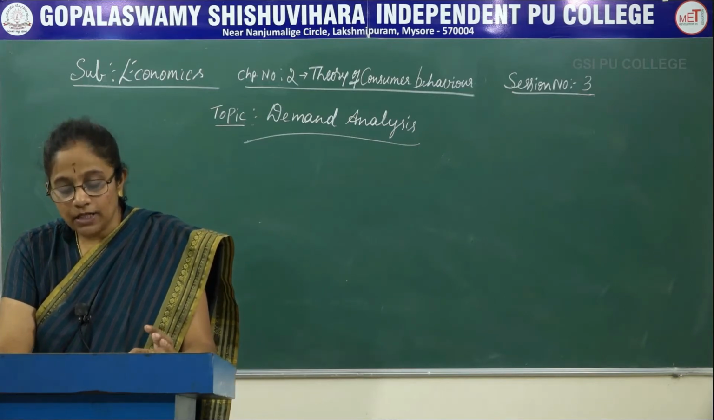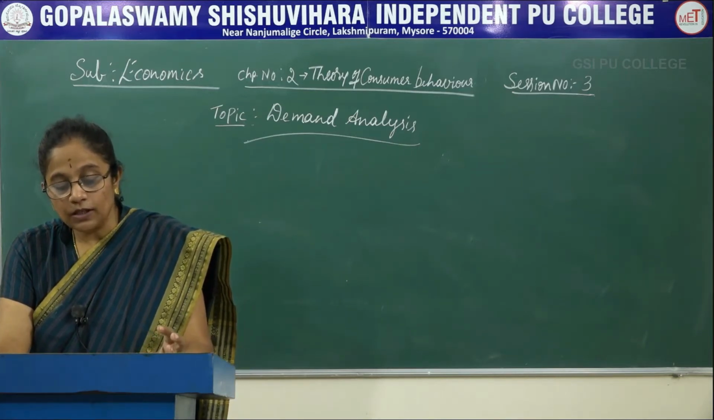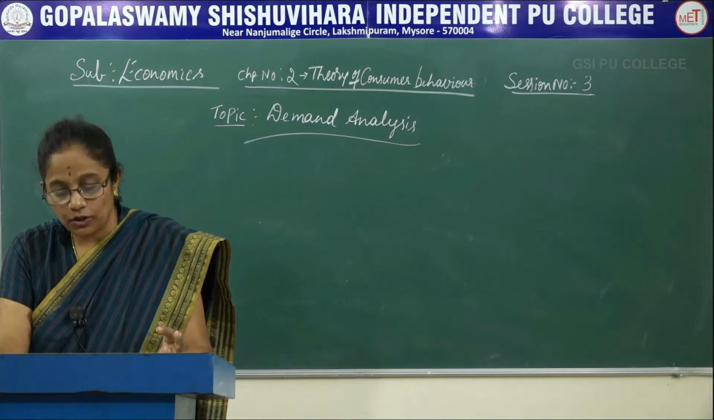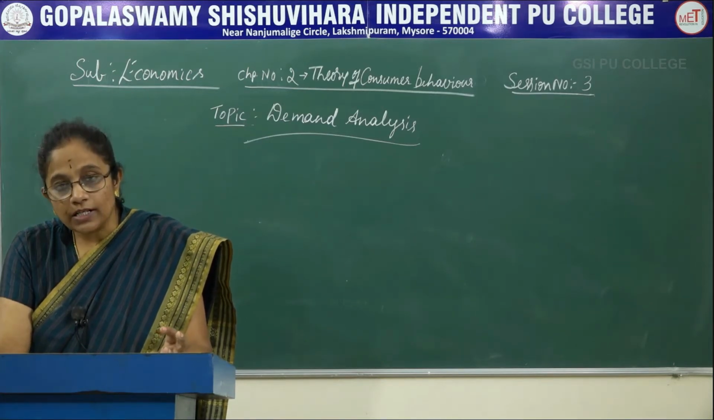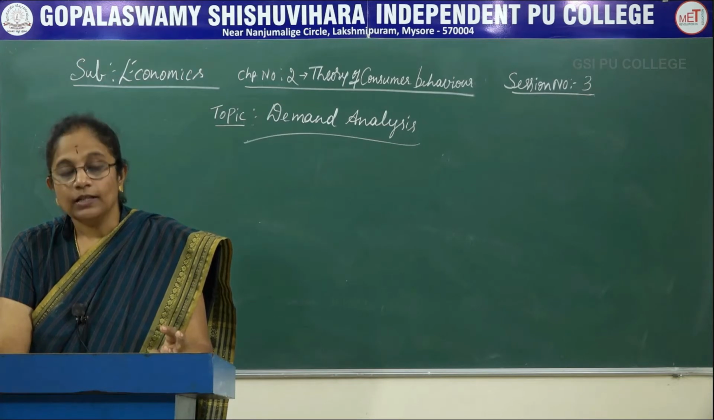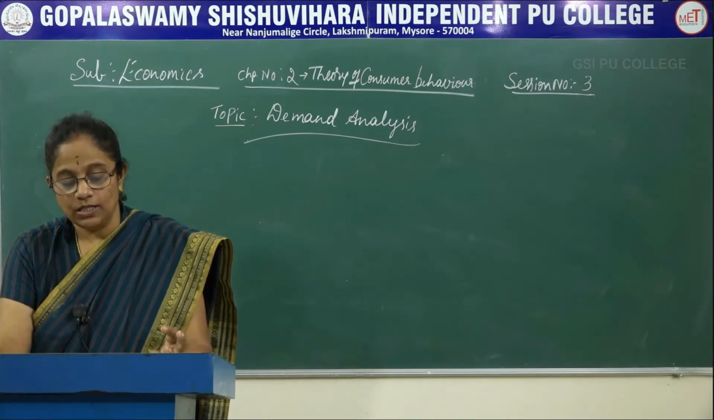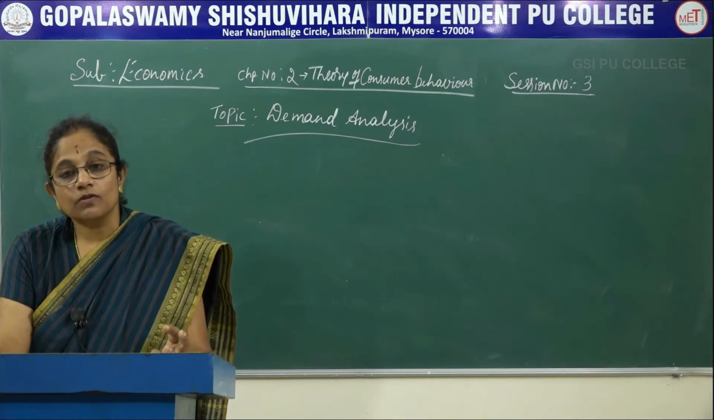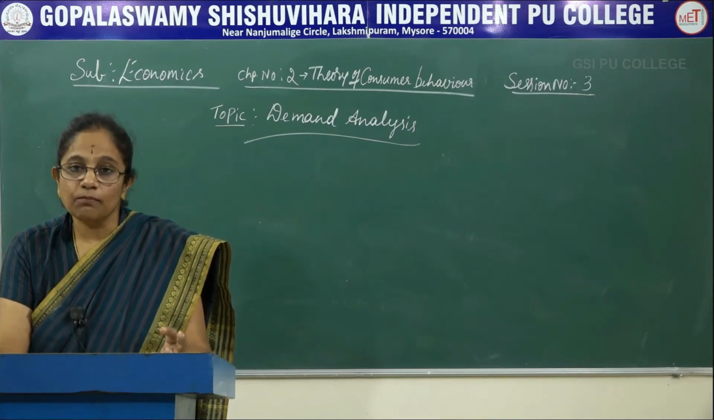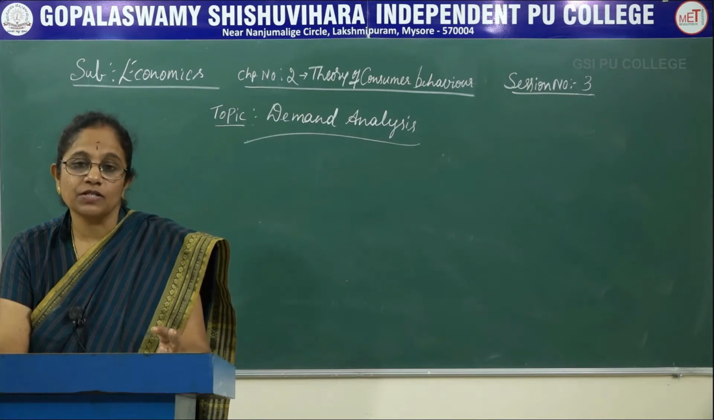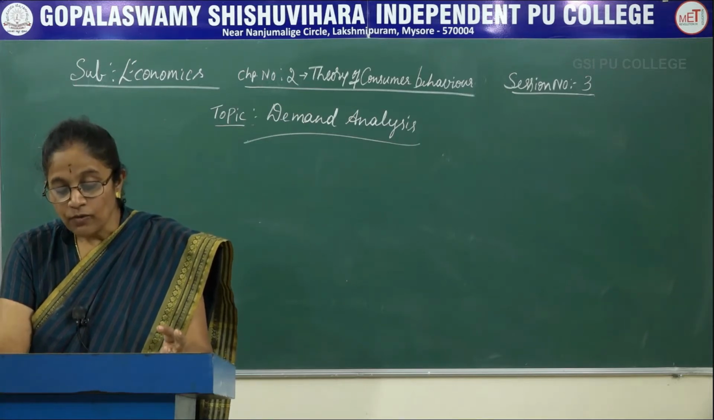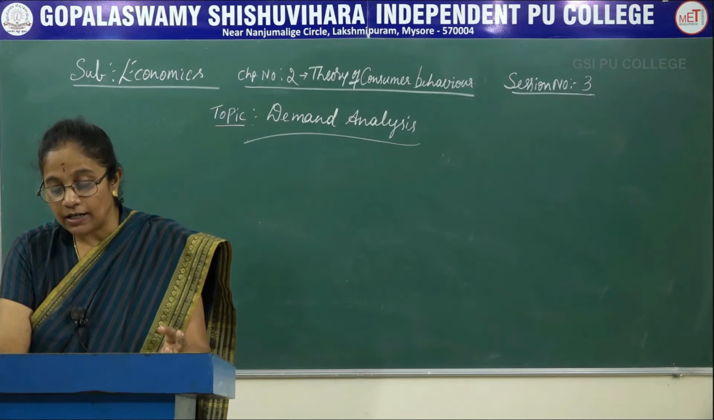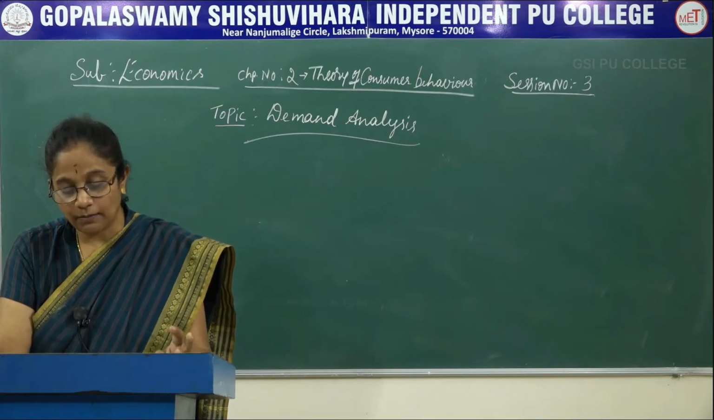The determinants of demand are the price of the commodity which the consumer is going to buy, the price of related products or substitutes, the level of income of the consumers, the tastes and preferences of consumers, and also the demonstration effect. This is very very important determinant of demand. Demonstration effect is nothing but the individual's demand for a car is influenced by his friends or neighbors new car.